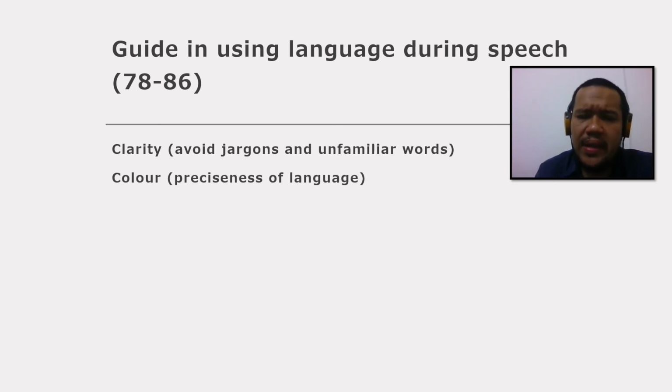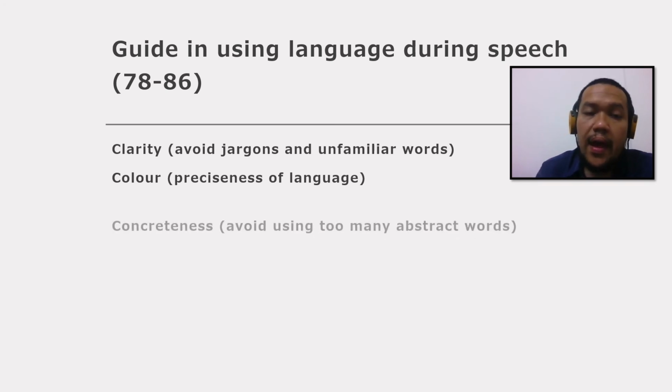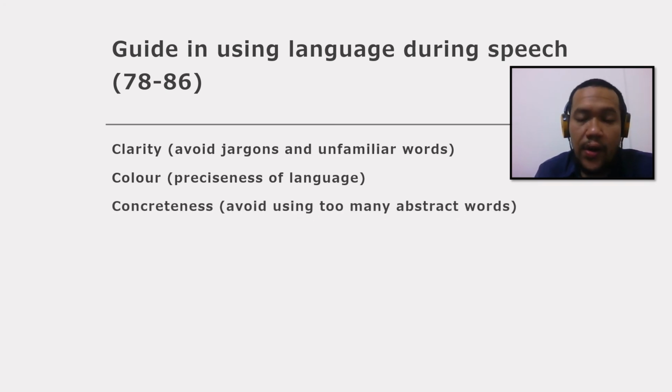The color of the word means the preciseness of language. If you want to use a metaphor, simile, or some poetic word, make sure that the audience knows the meaning of the word. Whether you want to use it denotatively or connotatively, make sure the audience can understand the word, right? The concreteness: avoid using too many abstract words, where you have to use concrete words. Please read the module, what is concrete, what is abstract.